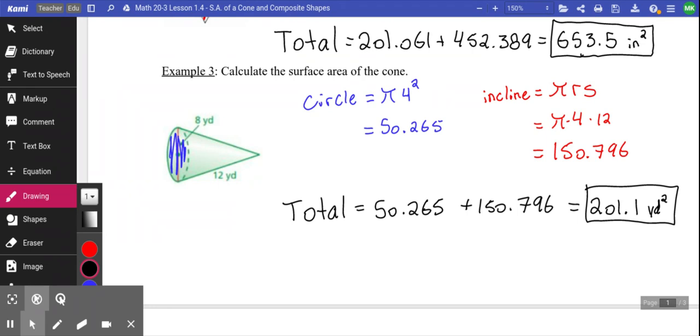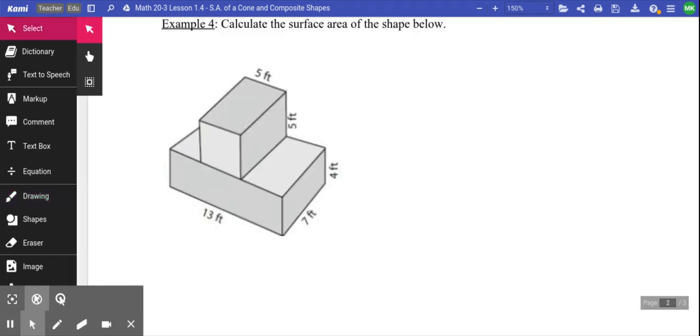Cool. I'll hand out your practice composite shapes. A composite shape just means shapes put together. Okay. Our strategy is not going to change. We're going to try to label sides, write them out, and then total it all up. It's just that it's a lot more challenging now to find all those sides.